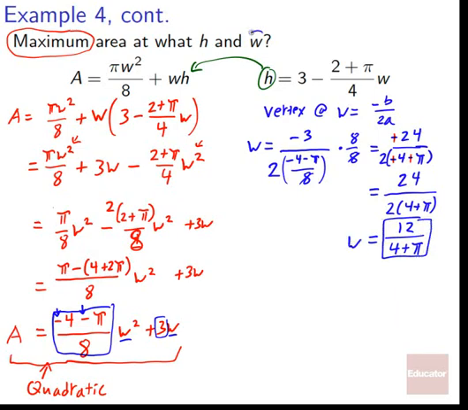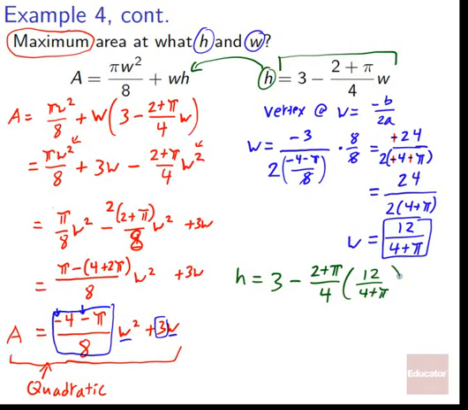Now they asked, what h and w? So since we have to figure that out, we know h is equal to 3 minus 2 plus pi over 4 times w. So h is going to be at its maximum as well, since it's the h and w. 3 minus 2 plus pi over 4 times 12 over 4 plus pi as our w. So we notice that 4 can knock out the 12, and we'll get 3 up top.